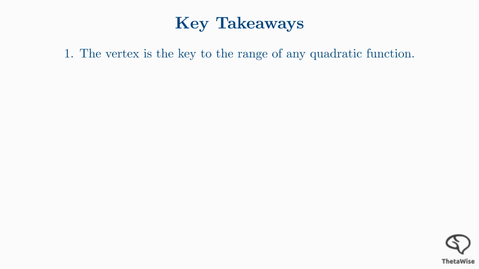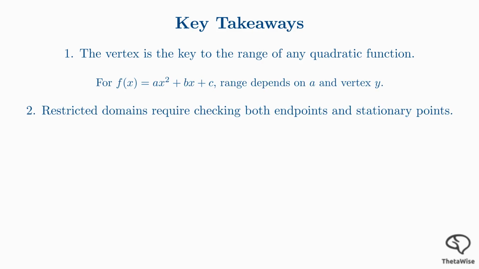To recap today's lesson, first, for a standard quadratic with an infinite domain, the y-coordinate of the vertex defines the boundary of the range. Use the coefficient of x squared to determine if this is a minimum or maximum. Second, when the domain is restricted, you must compare the function values at the boundaries and any turning points within that interval. Never assume the endpoints are the only values that matter.